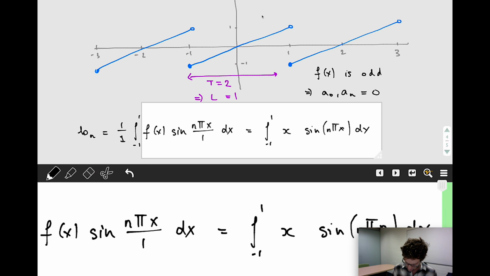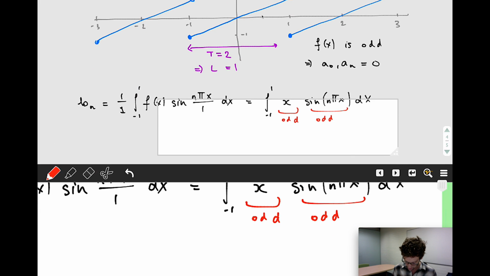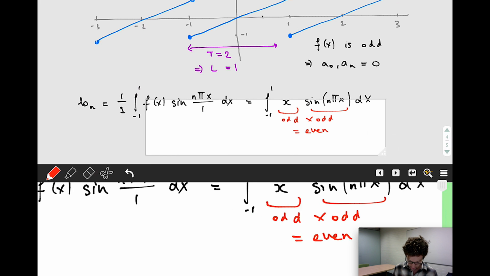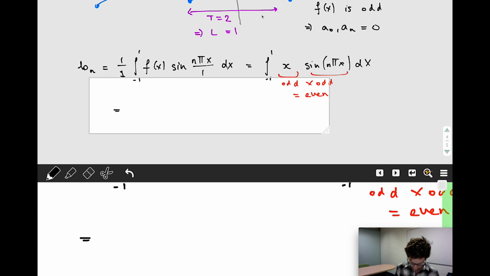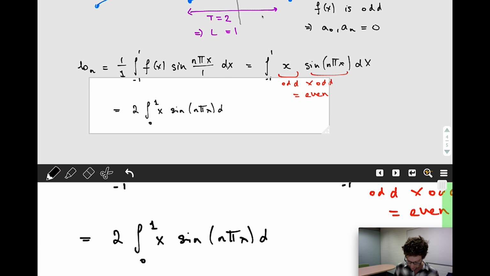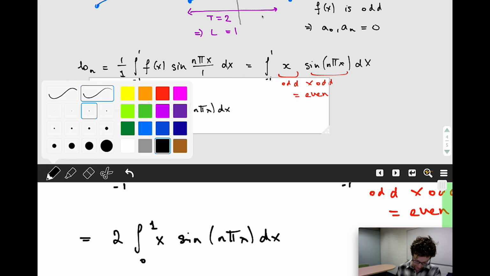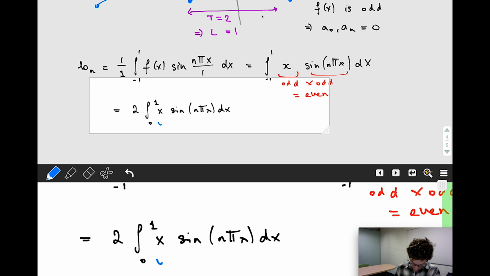dx. Let's make use of symmetry. We know that x is an odd function, and I know that sine is an odd function, and an odd function times an odd function is an even function. So the integral of an even function is going to be equal to 2 times the integral from 0 to 1. Hopefully that's going to make our life a little bit easier. Now we can make use of integration by parts. So we're going to set u equal to x, dv is all the rest.